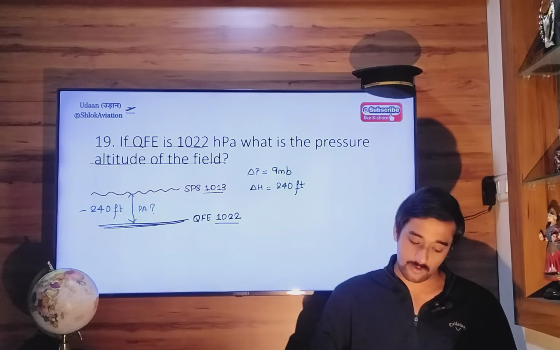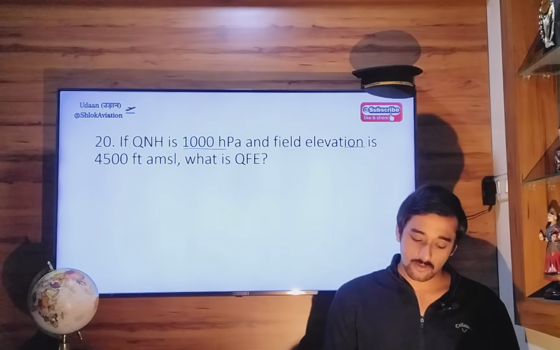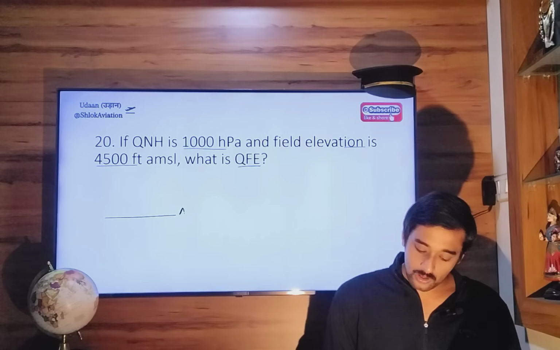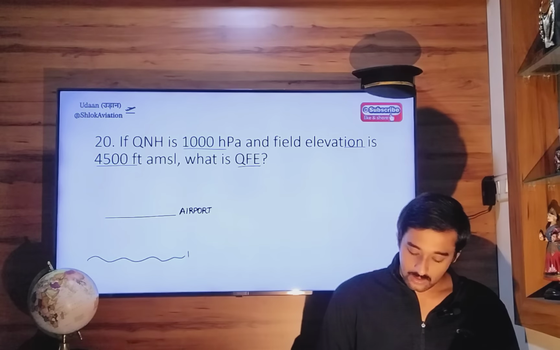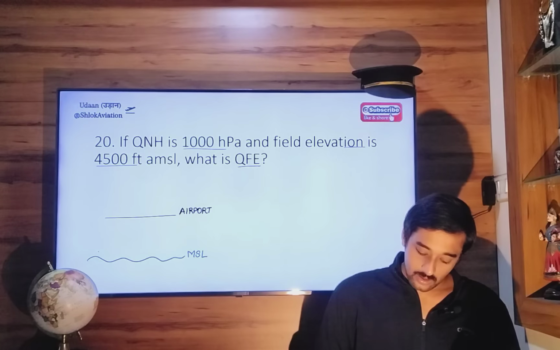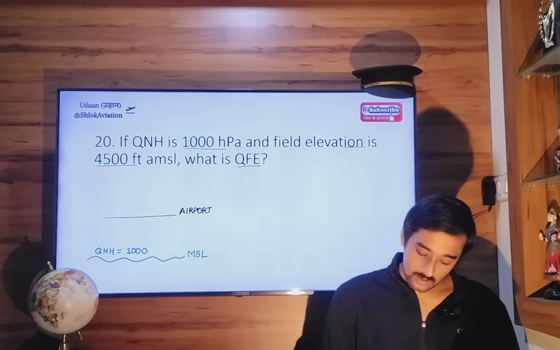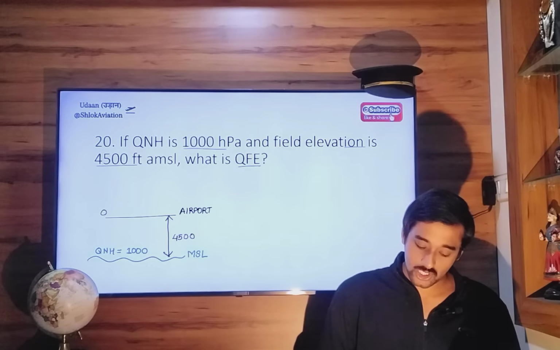So minus 240 feet. If QNH is 1000 and elevation is 4500, what is QFE? Let's draw this diagram: airport, mean sea level, QNH 1000, elevation 4500. Now QFE is nothing but aerodrome level pressure.